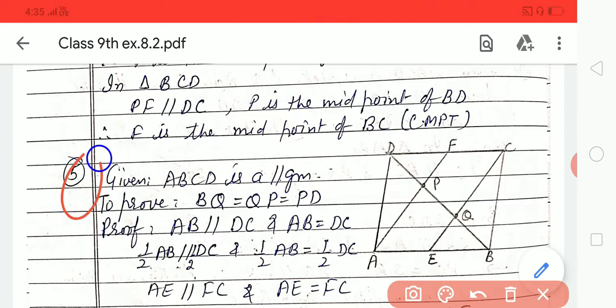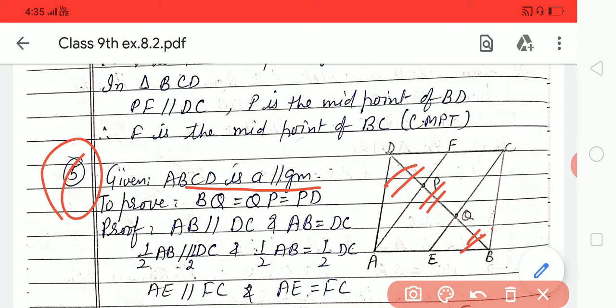Now come to question number 5. ABCD is a parallelogram. So you can see ABCD is a parallelogram, and we have to prove that BQ equals QP equals PD, right? We have to show all are equal. So let us start the proof.